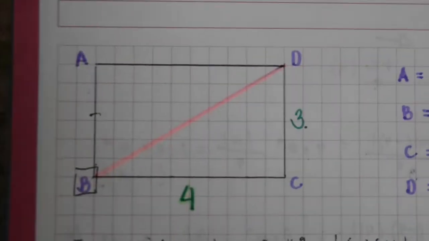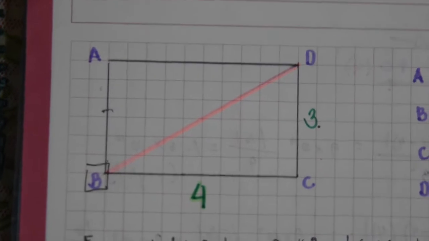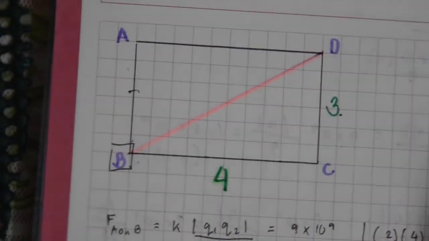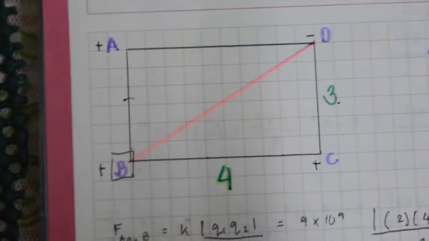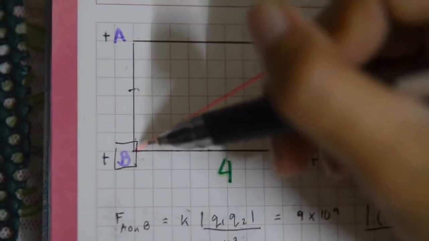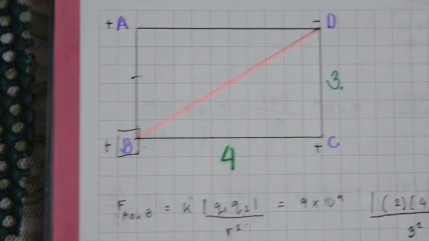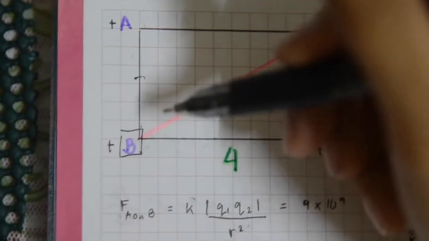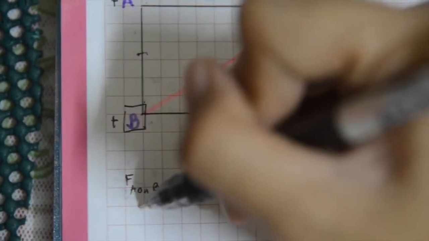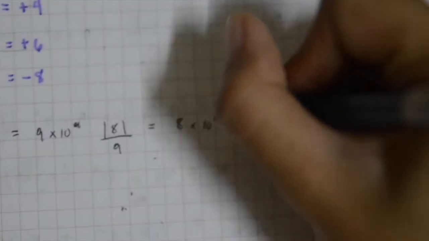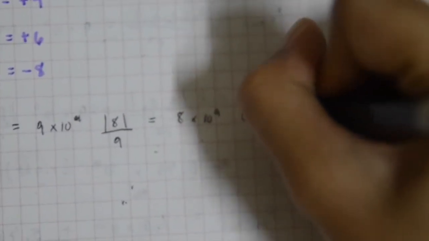Now let's go back to the figure and see in which direction this will be going. We should put this here: positive, positive, positive, negative. A and B have the same sign, so they will be going away from each other. So B will be going away from A, going down. So the direction of this value will be down.